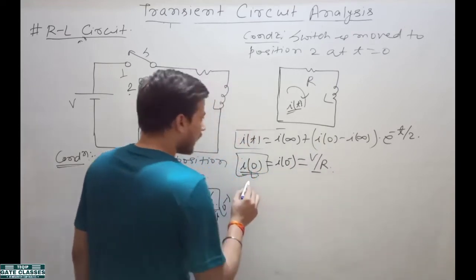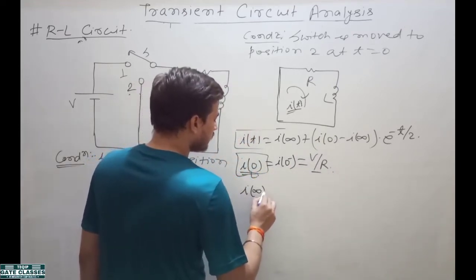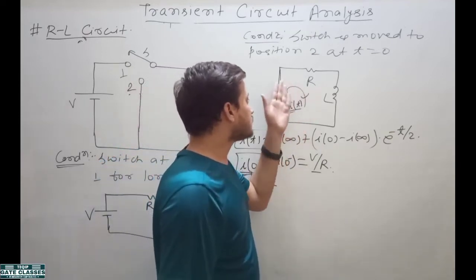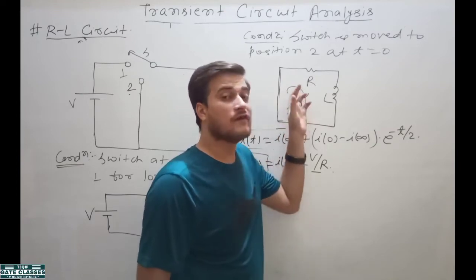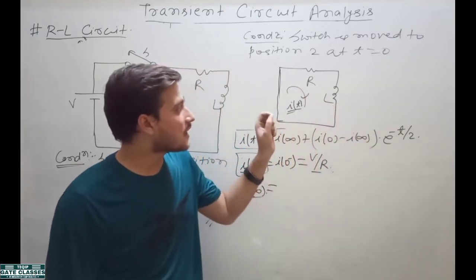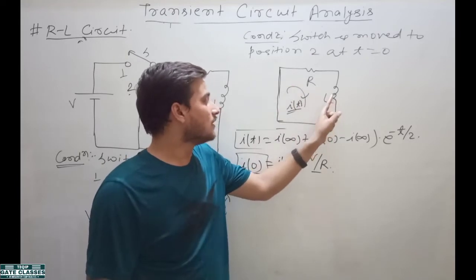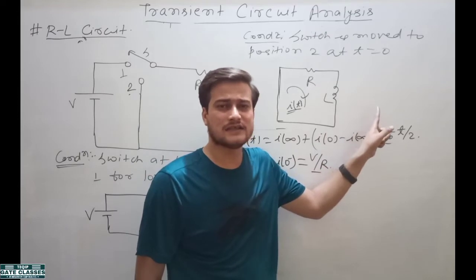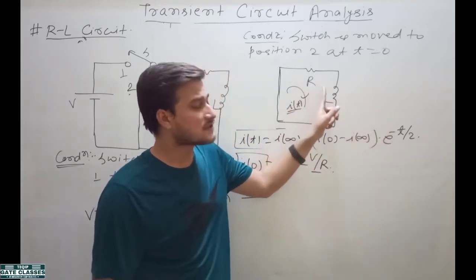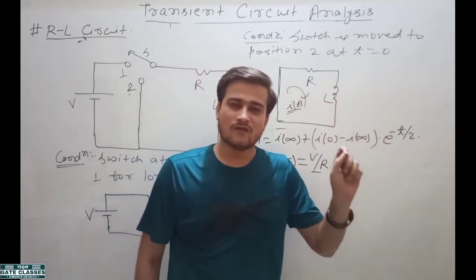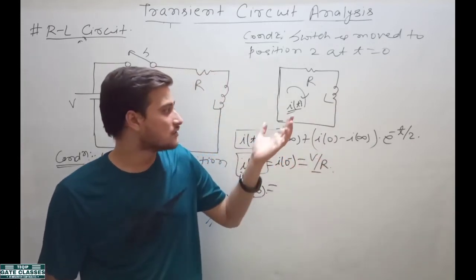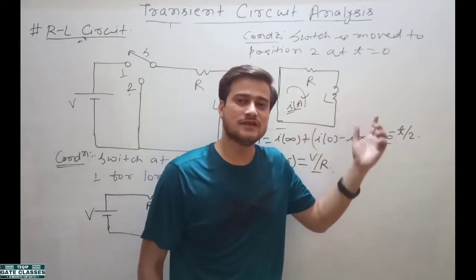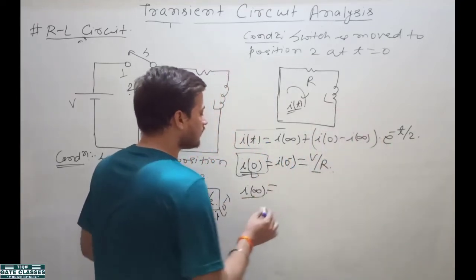Clear? Now you have to write I infinity. I infinity means now the switch is at this position for a very long time. So when the switch is at this position for a very long time, then you can see that the inductor was carrying the current of V by R ampere initially. Now through this resistor, the inductor will be discharging. Once the inductor starts discharging, when the time t reaches infinity, the current through the inductor will become 0. So you write I infinity will be equal to 0.